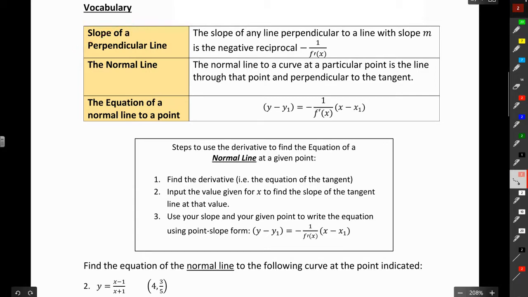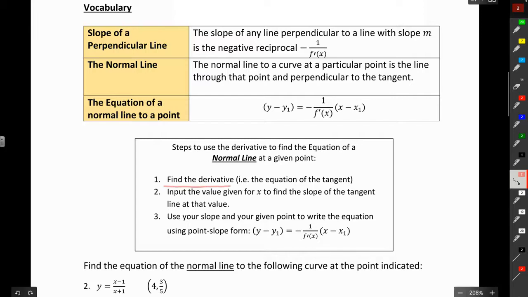Now, normal line, that's not probably something you've heard in the past. The normal line to a curve at a point is the line through that point that's perpendicular to the tangent. So when we say normal line, we mean perpendicular. Normal equals perpendicular. And the equation of a normal line then is just going to be our typical point slope form, but we're replacing slope with our slope of a perpendicular line, which would be the negative reciprocal of our slope.